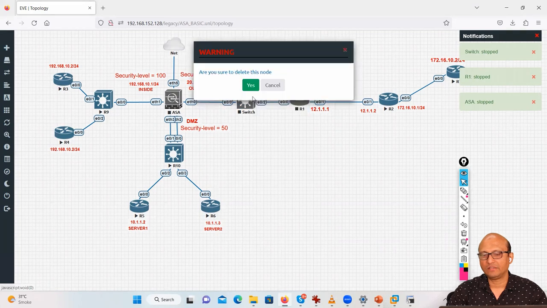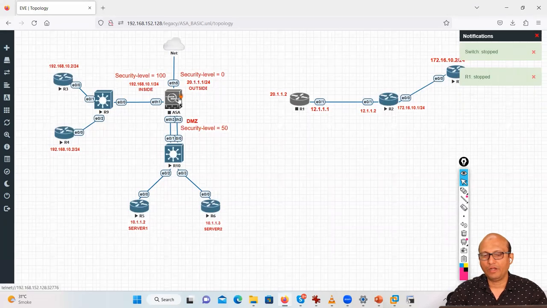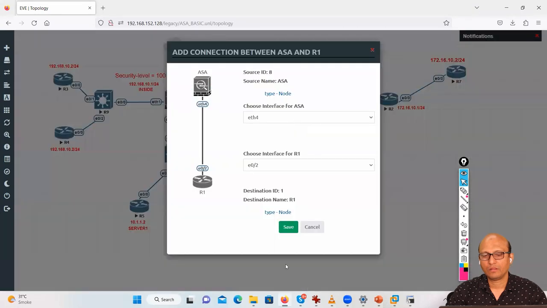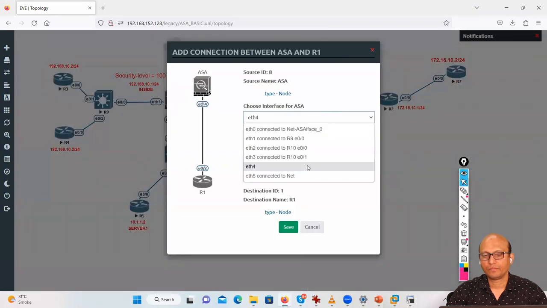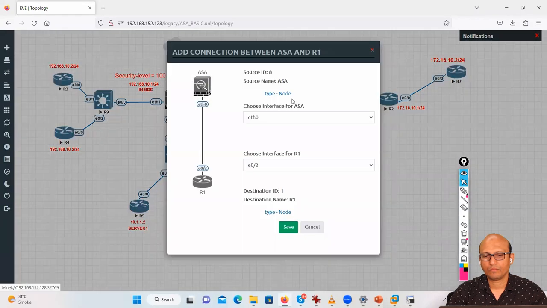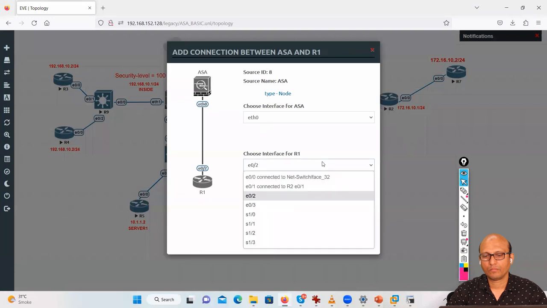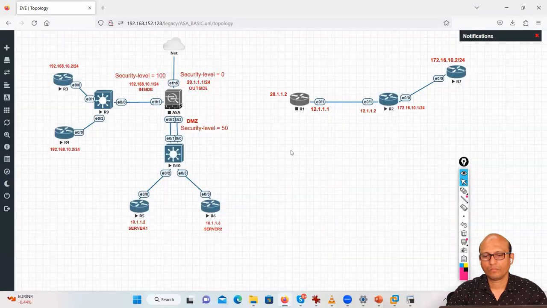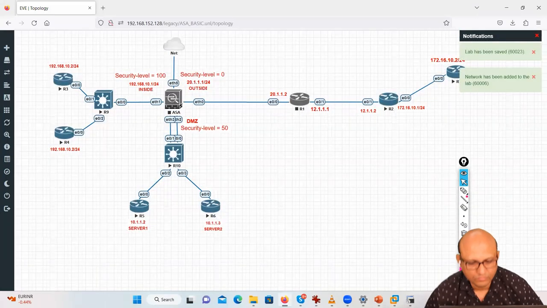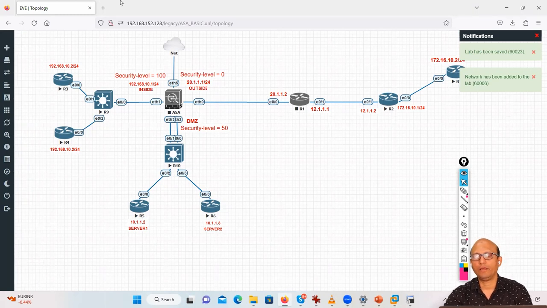So if I delete this, what will happen? I have to connect one interface like this. Simple. Okay, now you are happy.